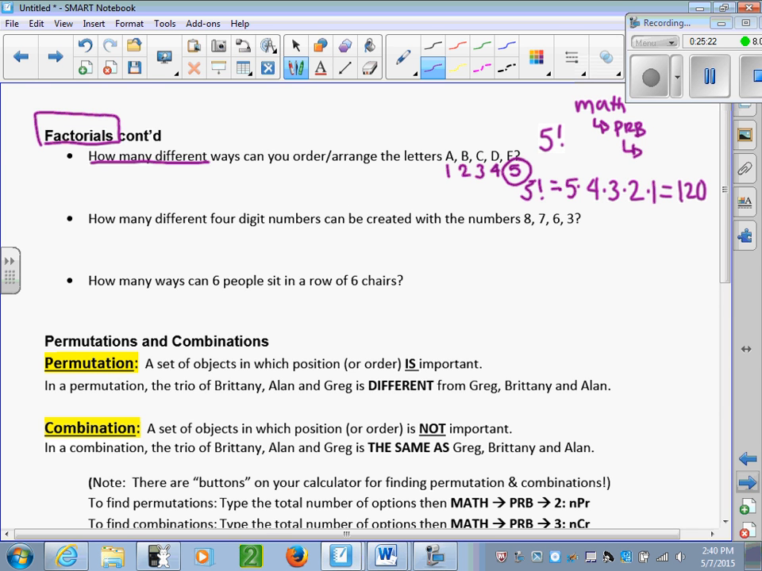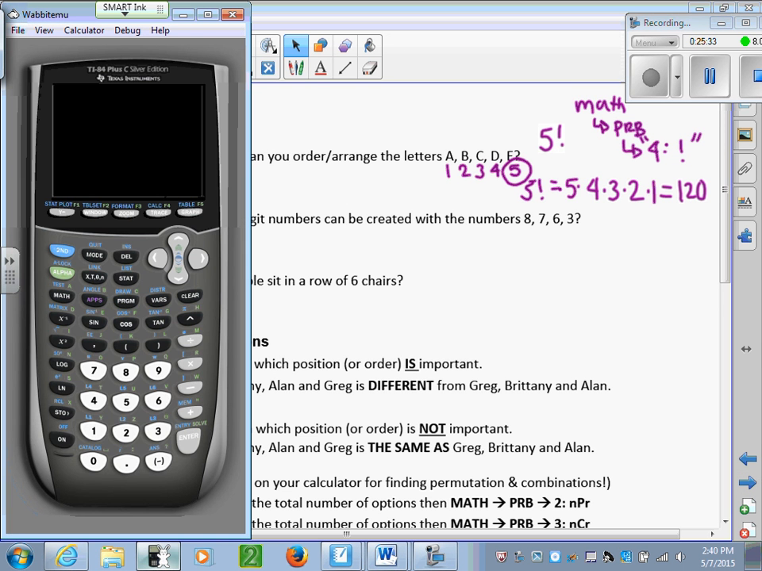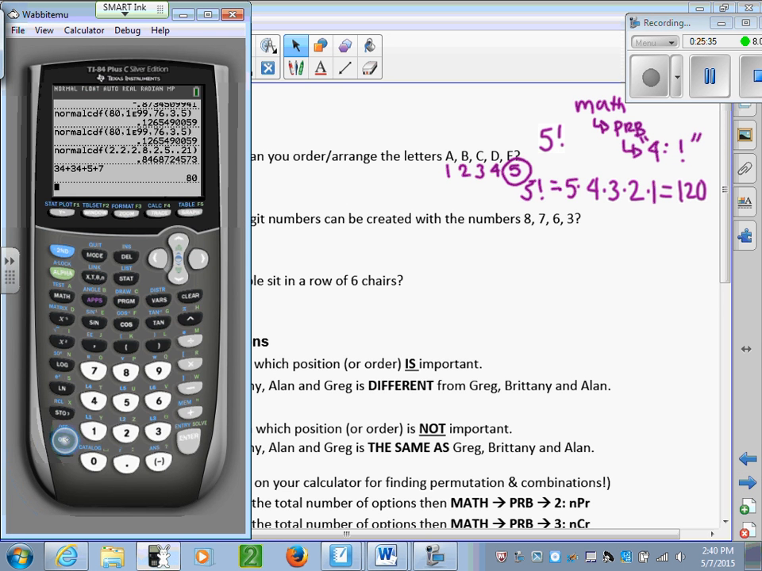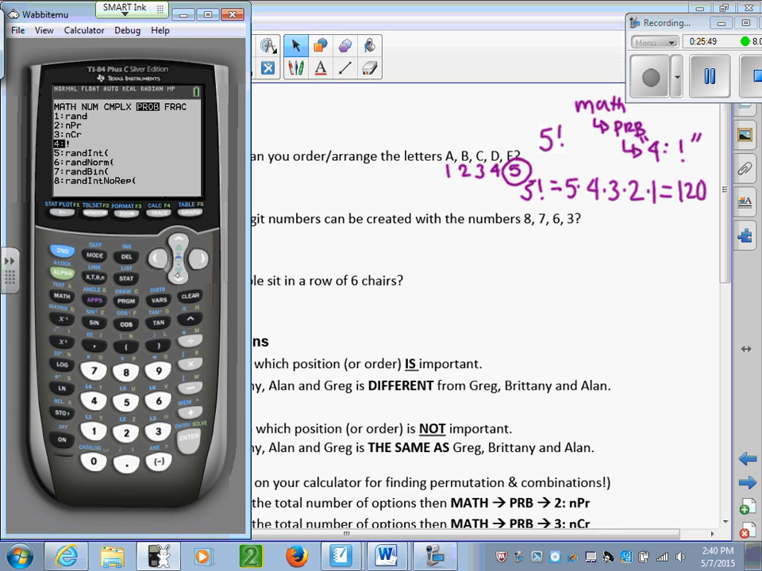And then going to, I think on your calculators, it's menu option number 4, and it has a little exclamation mark to help remind you what you're doing. So if we go to our calculators, we go to Math, Probability, and number 4, you see this little exclamation mark. That's your factorial. So push enter.